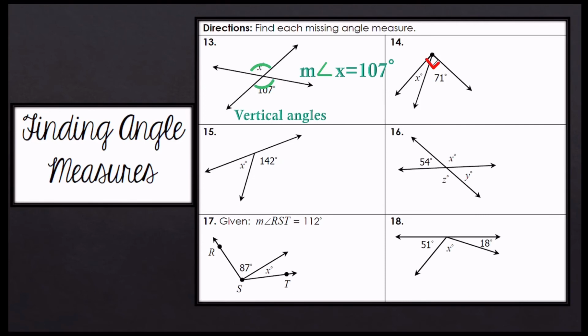And look how I wrote this now. Because we're dealing with the measure of its angle, I wrote the measure of angle x equals 107 and I used the degree symbol, ladies and gentlemen.